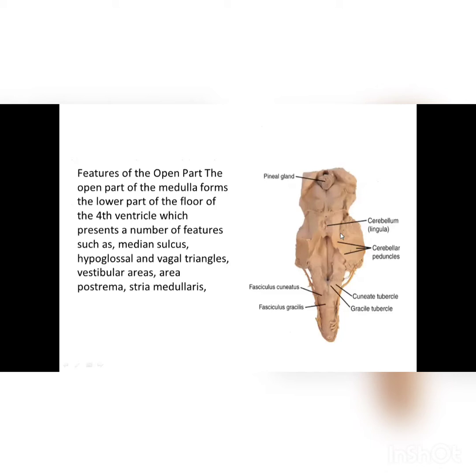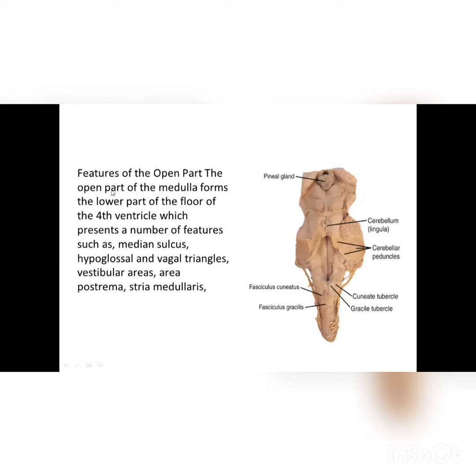Features of the open part: the open part of the medulla forms the lower part of the floor of the fourth ventricle. This cavity, as you can see in this picture, is the cavity of the fourth ventricle. What is present in the ventricle? In the brain or the brainstem, any cavity has CSF, cerebrospinal fluid. So ventricles are cavities which contain cerebrospinal fluid.